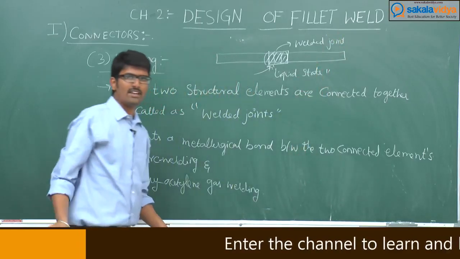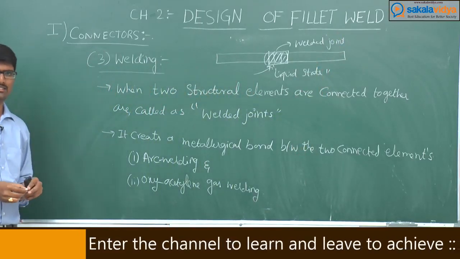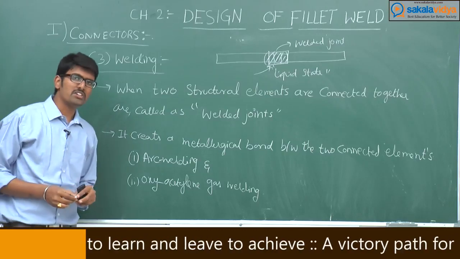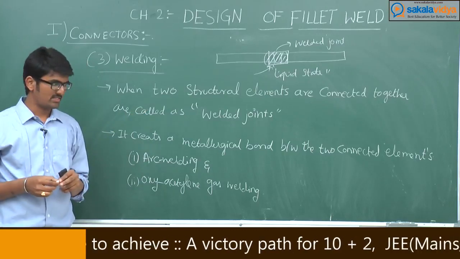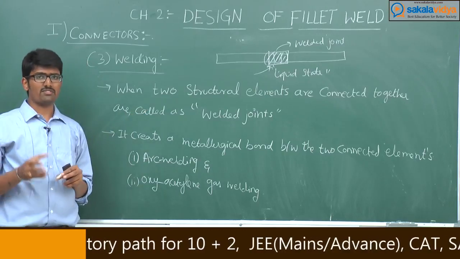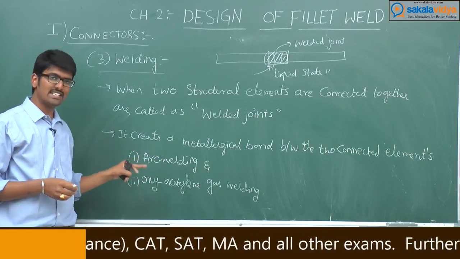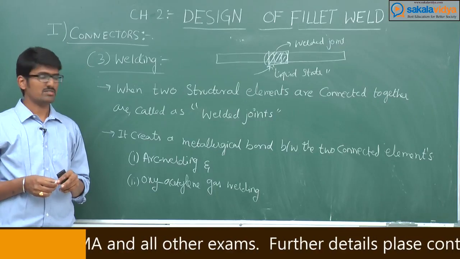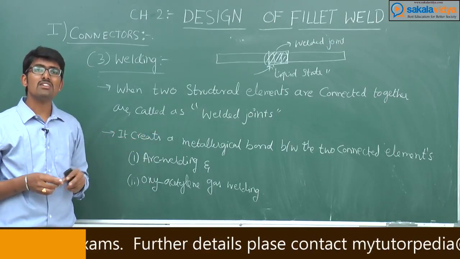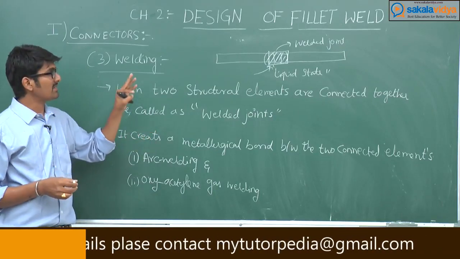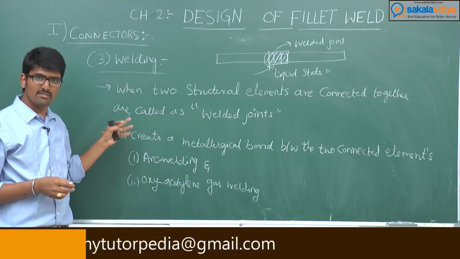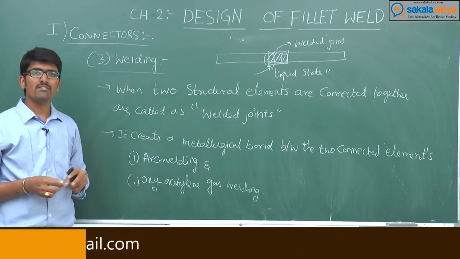So what is welding? Welding is a process of creating a metallurgical bond between two plates. We have many types of welding processes. Among them, arc welding and oxyacetylene gas welding are very important. We have to remember that the bond is a metallurgical bond. As per your syllabus, we are discussing fillet welds, so we are discussing welds only. This topic is very important for your exam.